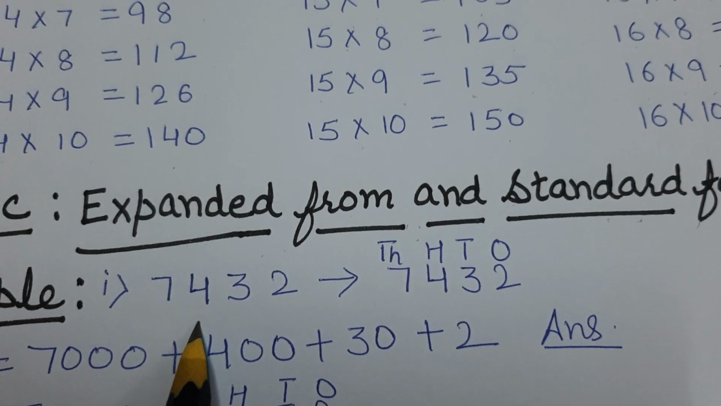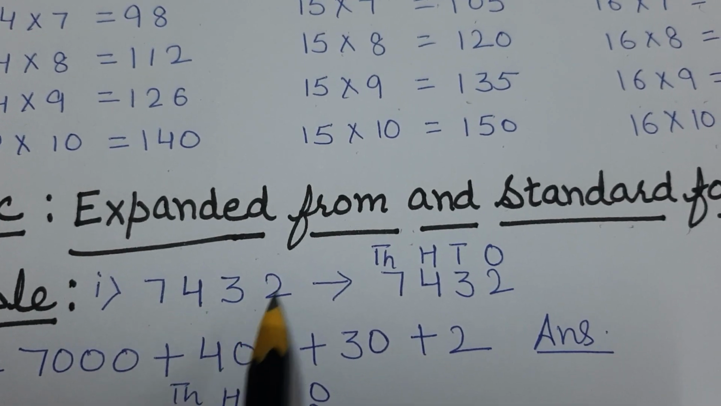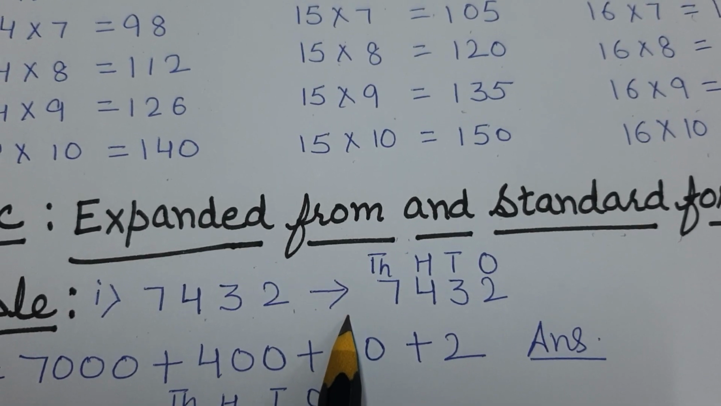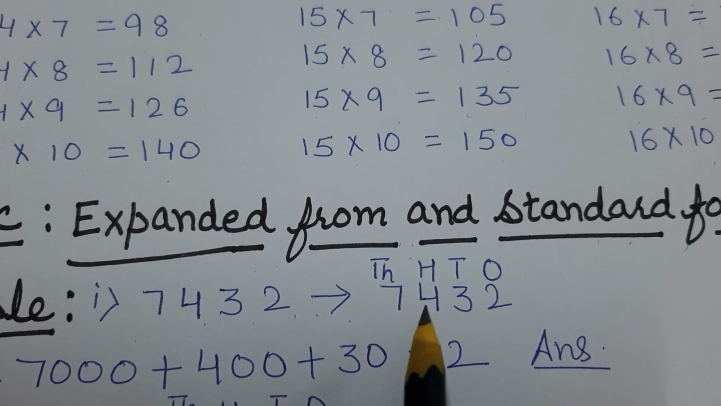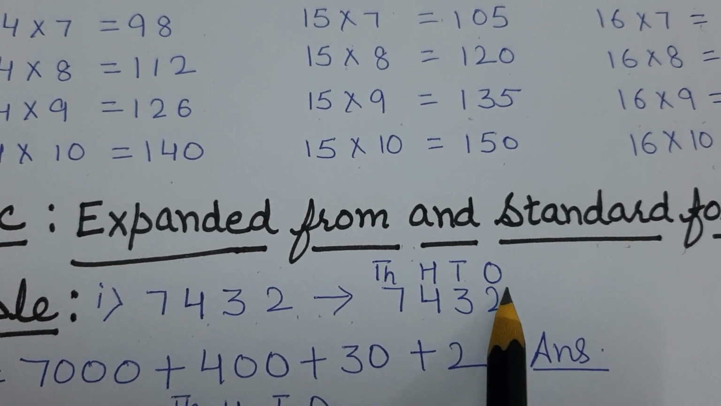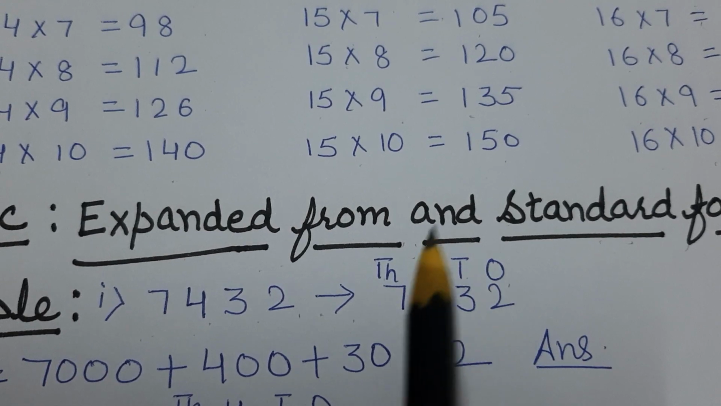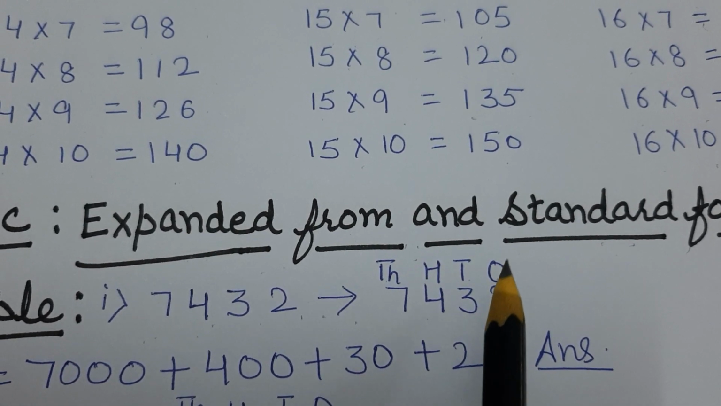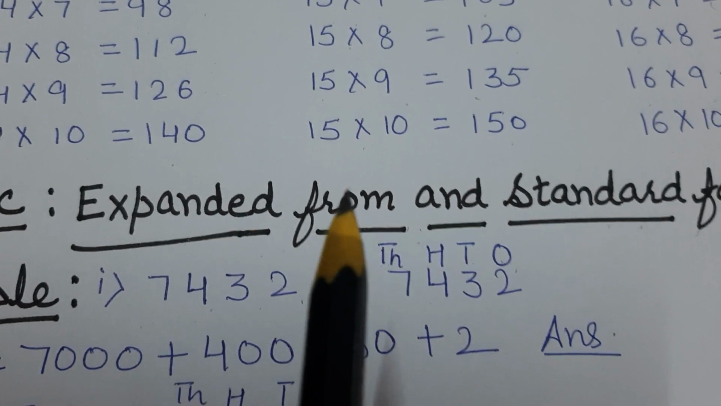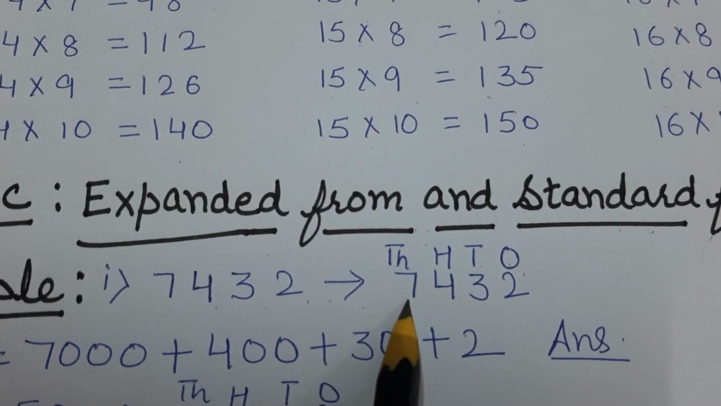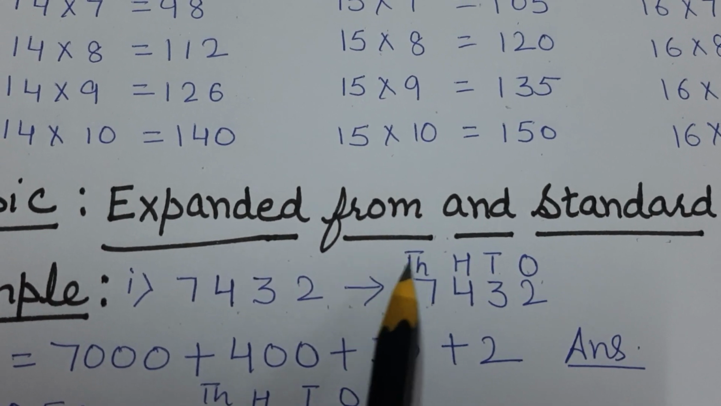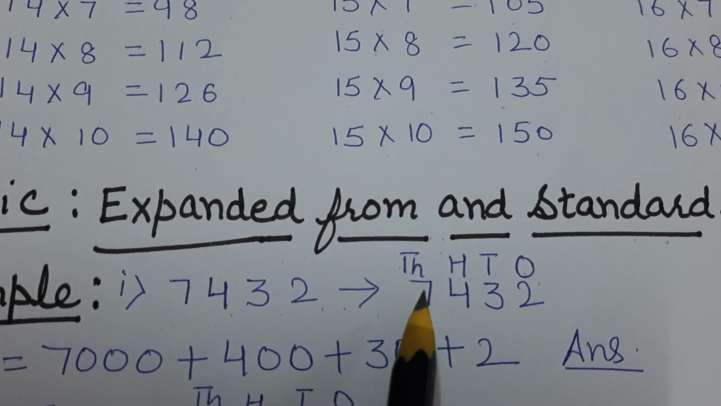Suppose this number is given, 7432, and you are supposed to write it in expanded form. So first step, students, write down places on each digit. Now you are aware of places. So we will start from here, ones, tens, hundred, thousand. Now how to write expanded form? Start from here. 7 is on which place? 1000. So its place value is 7000.